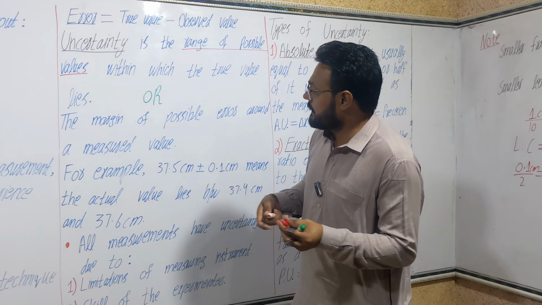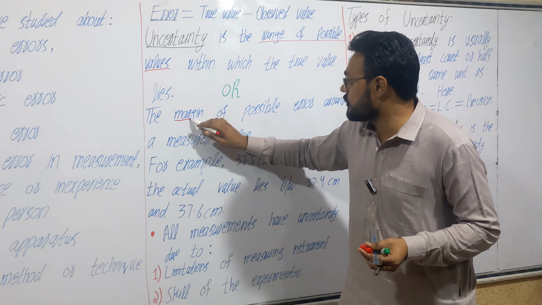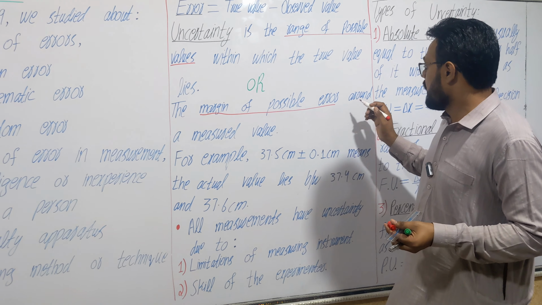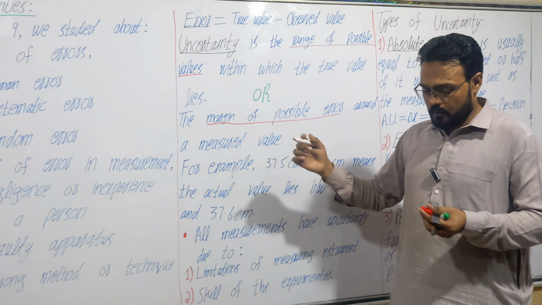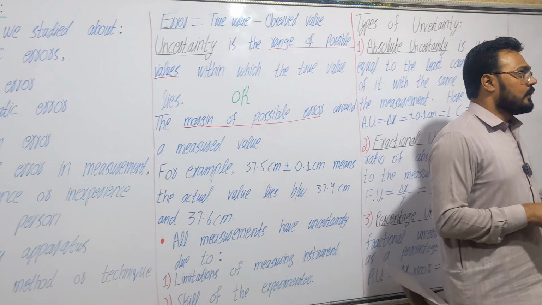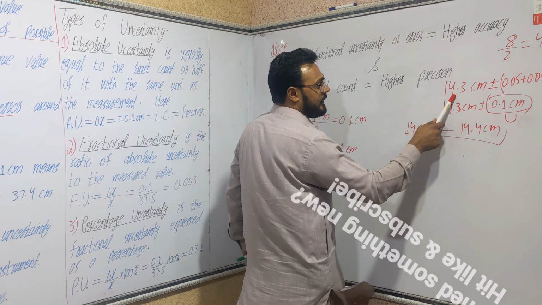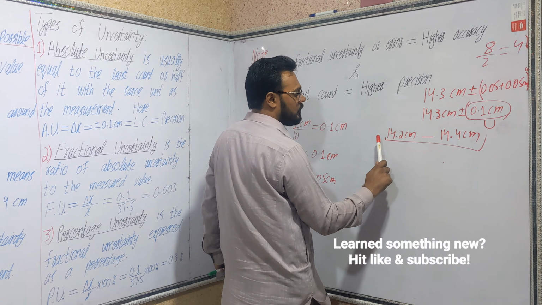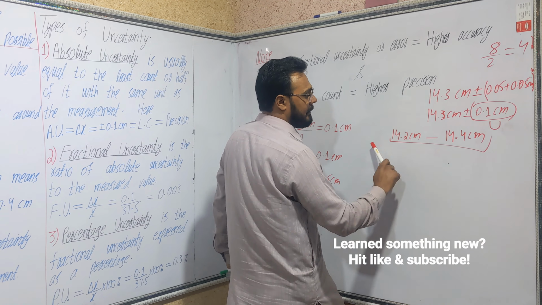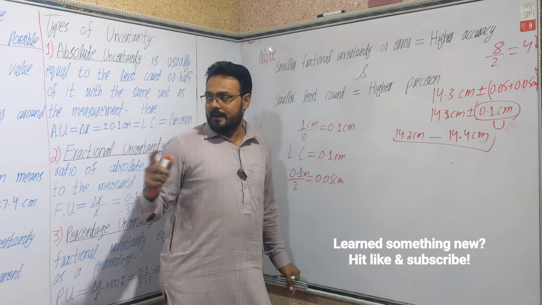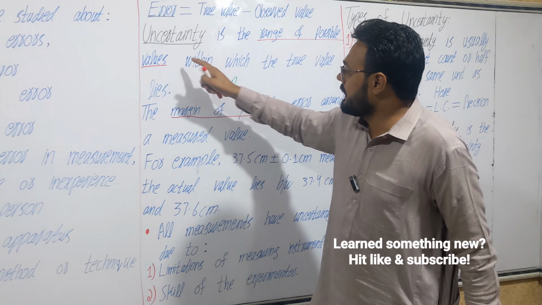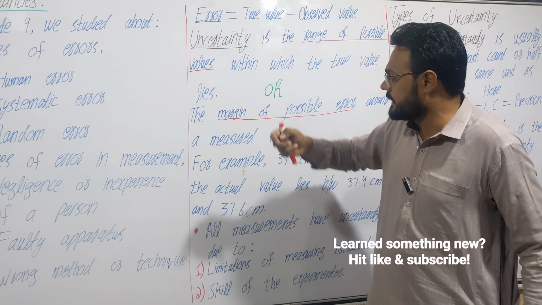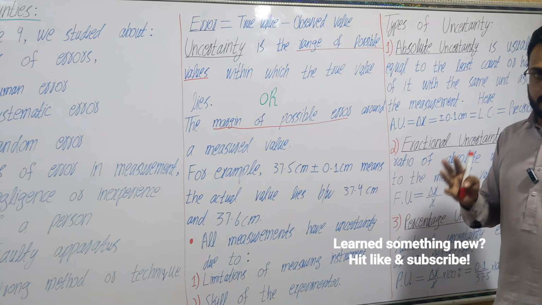Another definition: the margin of possible error around a measured value. 14.3 is our measured value, and around it are 14.2 and 14.4. The margin of error around the measured value is known as uncertainty. These both are the definitions of uncertainty. Hope you got the point.